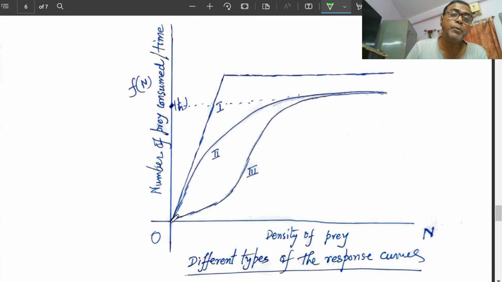And for type 2, this is a rectangular hyperbola, f2(n) equals an/(1 + ah·n). This is the half saturation point, with the half saturation consumption rate here. This is the full saturation, this is 1/h, the asymptotic line for the type 2 consumption rate. And next, type 3 is the sigmoid curve.